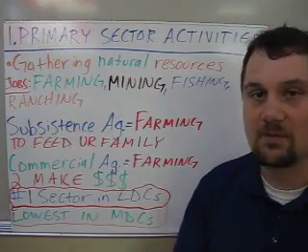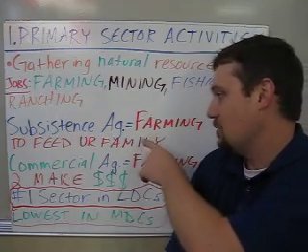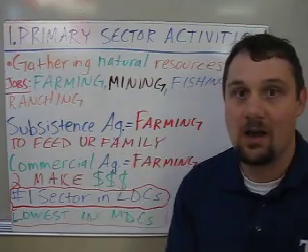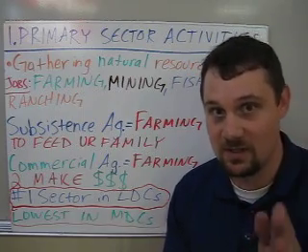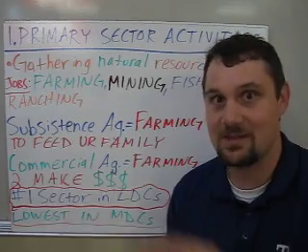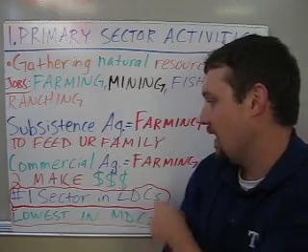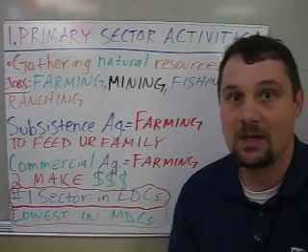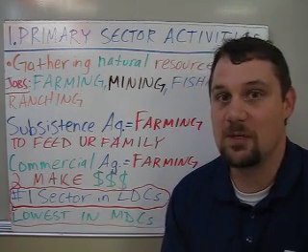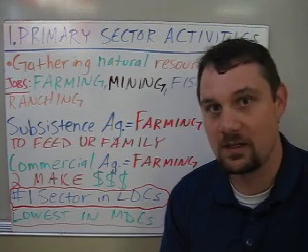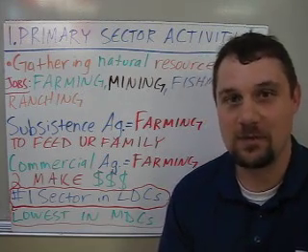Let's talk about the two types of agriculture. First, you have what's called subsistence agriculture. Subsistence means farming to feed your family or farming to survive. If you want a really easy way to remember this, just remember subsistence, survive. You're farming to survive. And then you have commercial agriculture, which means farming to make money. Farming things like tobacco, coffee, tea, things that people don't necessarily need to survive. Well, you may need coffee to survive, but it's just a way of farming to make money.